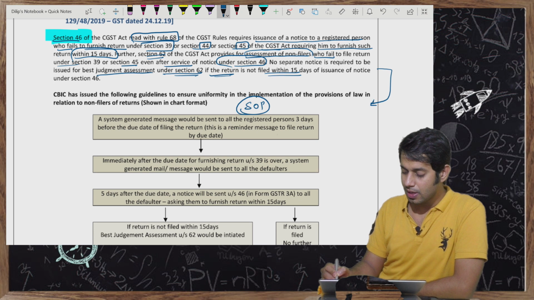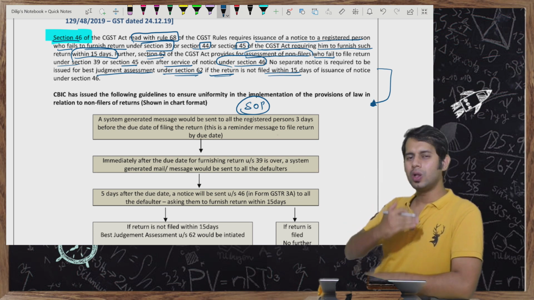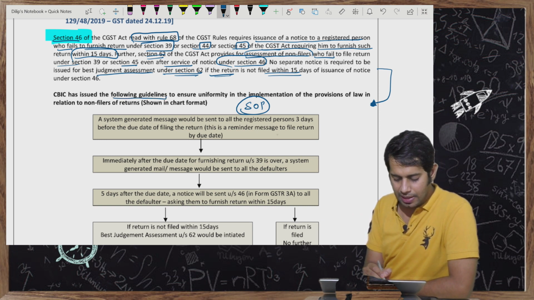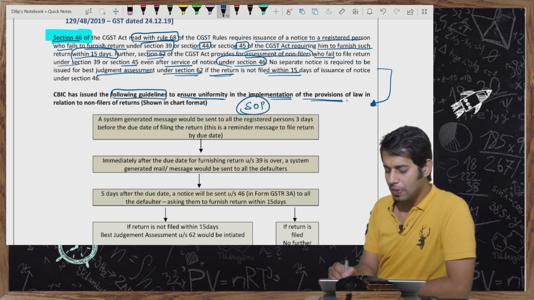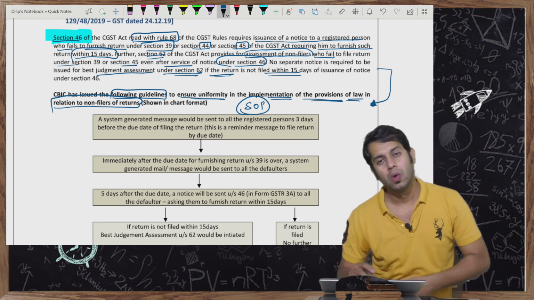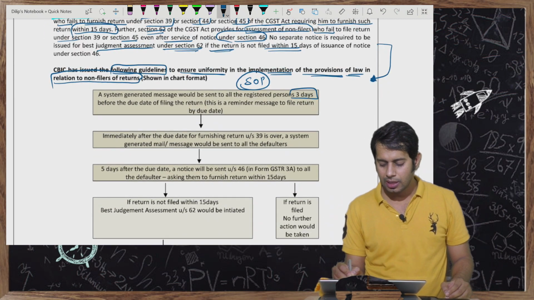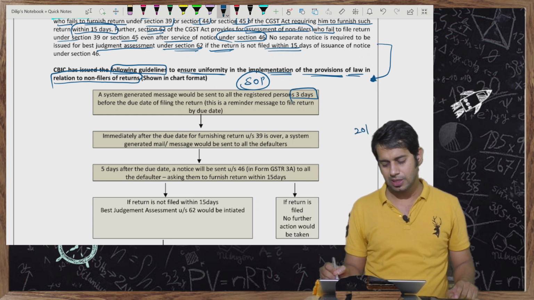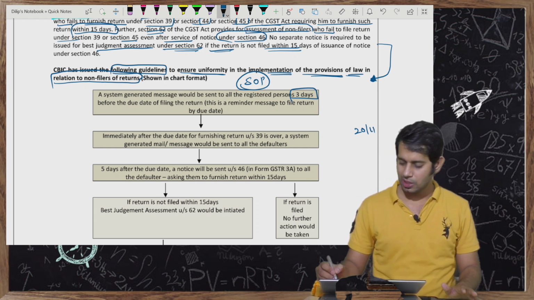For this, they have given a procedure. How should you do all these different activities they have given. CBIC has issued the following guidelines to ensure uniformity in the implementation of the provisions of the law in relation to non-filers of the return. What is the procedure? Procedure is very simple. What are they telling? 3 days before the due date. So 20th is the due date. Assuming I am filing the return for the month of October, so 20th November is the due date.